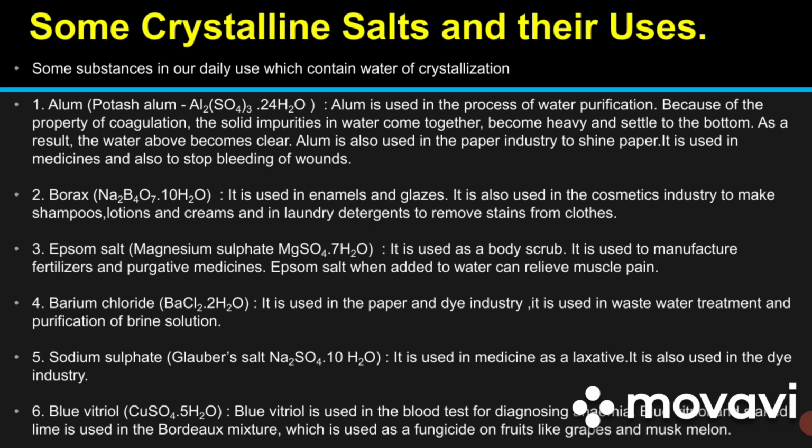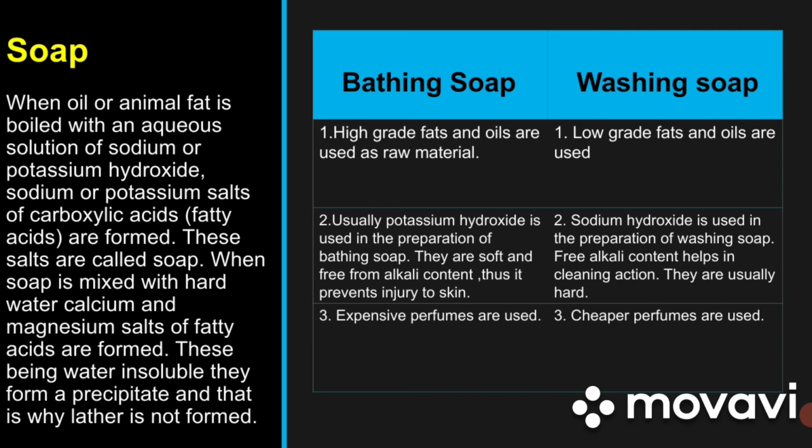Blue vitriol, molecular formula CuSO4.5H2O. Blue vitriol is used in the blood test for diagnosing anemia. Blue vitriol and slaked lime is used in the Bordeaux mixture, which is used as a fungicide on fruits like grapes and musk melon.